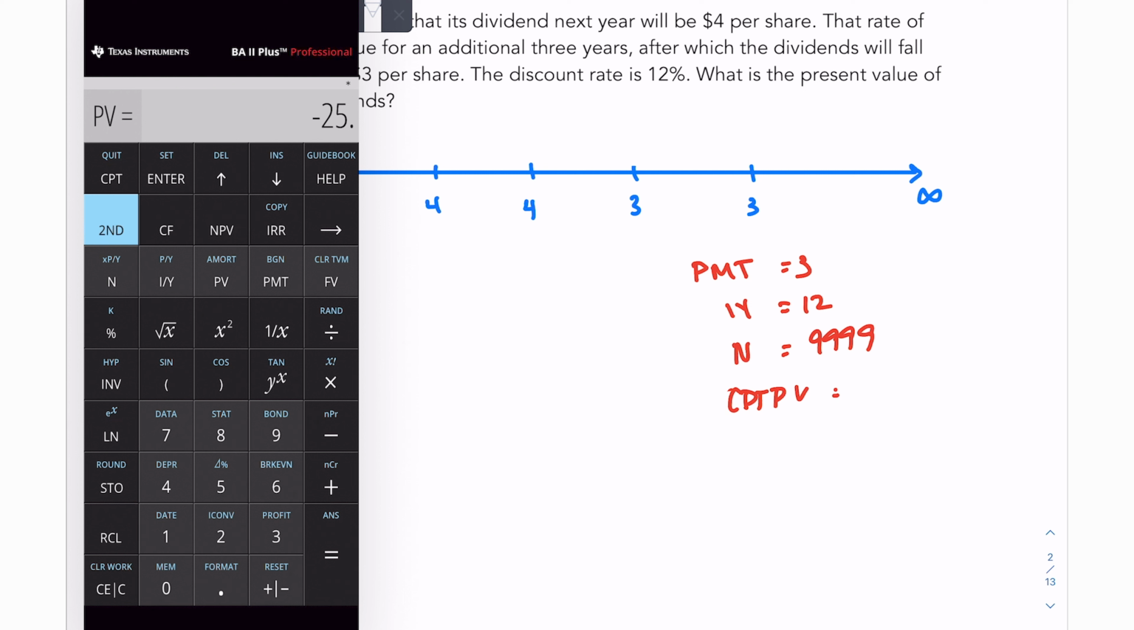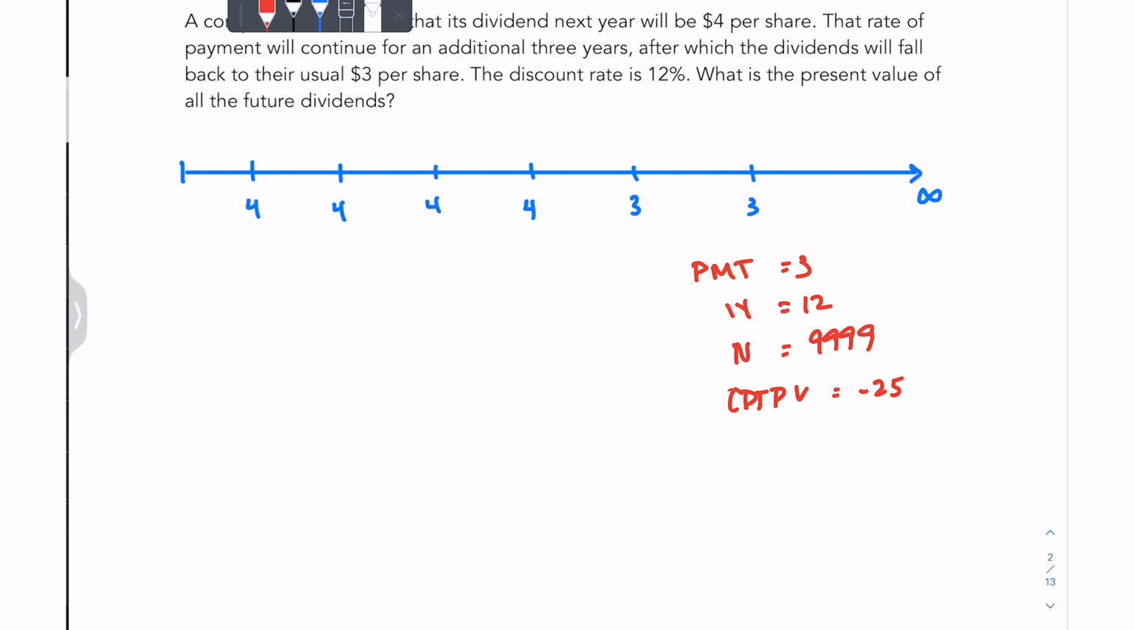And we get a present value of negative 25. We can ignore the negative for the most part as far as interpreting the answer. It's actually just 25. So this is PV at time 4. So again, if I were to put timestamps here, since the first payment of the perpetuity is at time 5, this is the present value at the beginning of year 5, which is year 4. Now this would become the future value for this part.